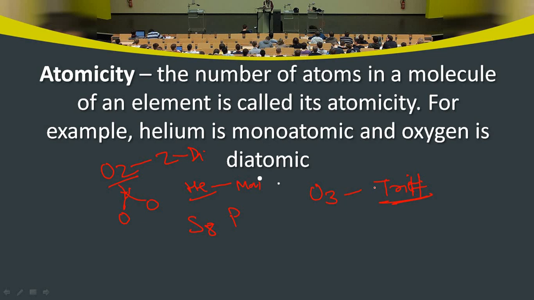So I think you are getting me. My point is that the number of atoms in a molecule of an element is called the atomicity of that element. In oxygen, 2 atoms are joined together, that's why it is diatomic. In helium, only 1 is there, that's why it is monoatomic. In sulfur, 8 atoms are joined together and form one sulfur molecule, so it is polyatomic. In ozone, 3 atoms of oxygen are joined together, so it is triatomic. So the number of atoms in a molecule of an element is called atomicity.